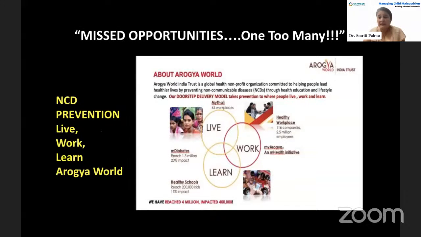Like I said, NCDs is another area, and this particular NGO that I have been associated with for some time is called Arogya World. They have found a very innovative space, the missed opportunities as I call them, where people live, work, and learn. Preventive healthcare messages are brought to students in schools, to the community, and to workplaces. While the primary focus of all these spaces is something else, the model is to use the organization that is already available to percolate the relevant messages.